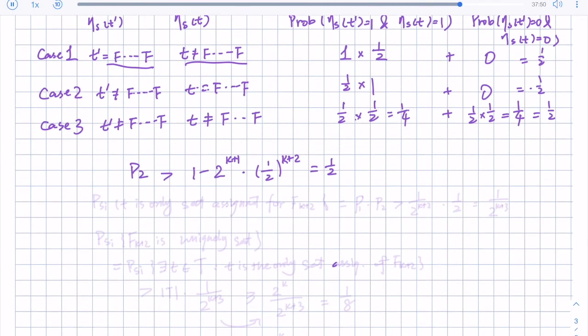Remember, we are solving for the probability that T is the only satisfying assignment for Fk plus 2. P1 times P2 to the k plus 2. So this equals 2 to the k plus 3.